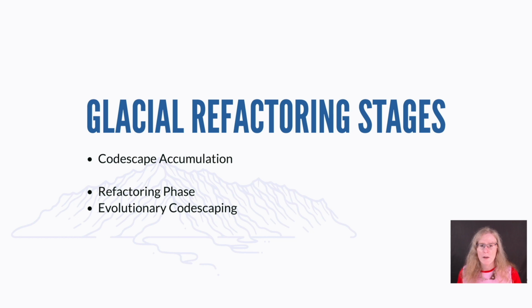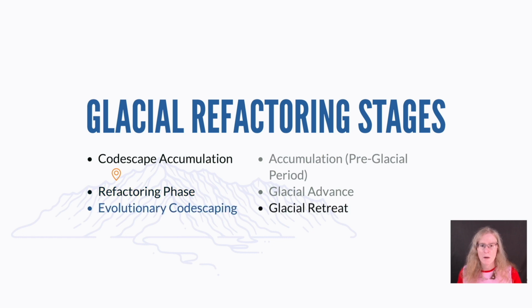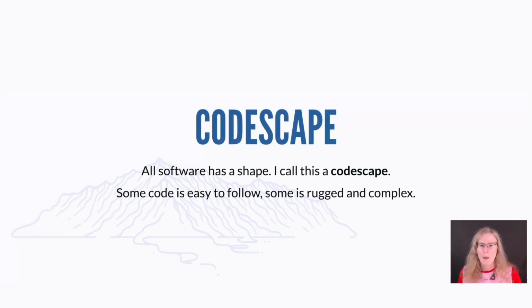Glacial refactoring stages are composed of the codescape accumulation, which is the first part, where we are now; the refactoring phase, which is the second part, which is what we are aiming to start; and then once we've established a cleaner code base, the evolutionary codescaping. All software has a shape, and I like to call this a codescape. Some code is easy to follow, and some is rugged and complex, just like nature.